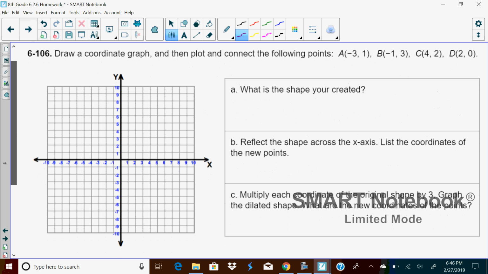Problem 106, draw a coordinate graph, plot and connect the following points. Then answer the questions. So it's at -3, 1, -1, 3, 4, 2, and 2, 0. So it's a parallelogram.